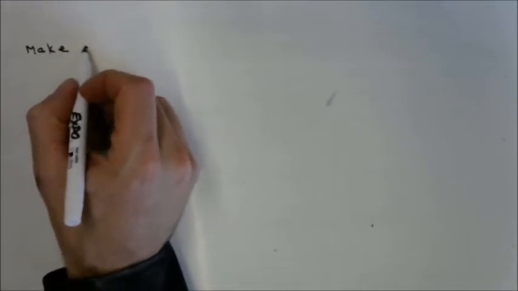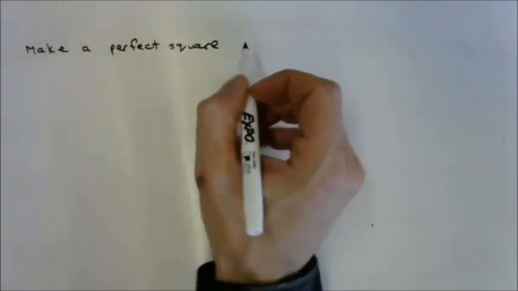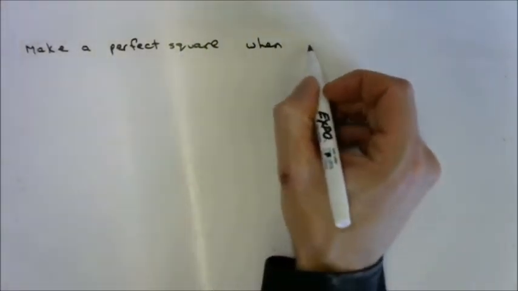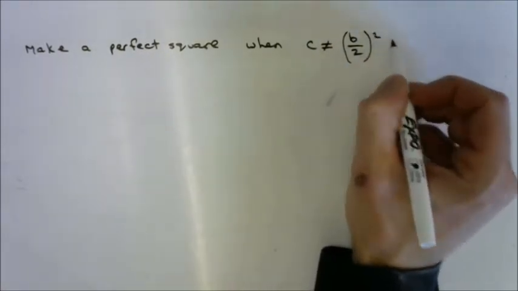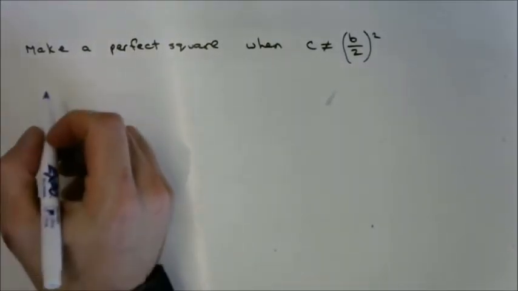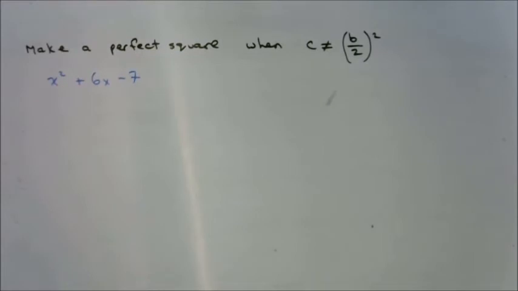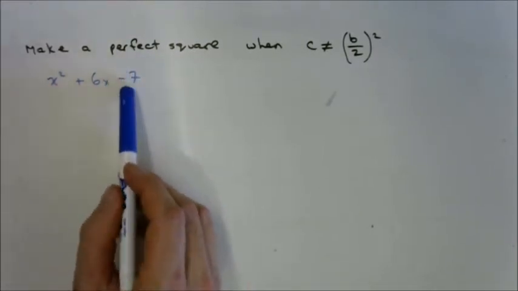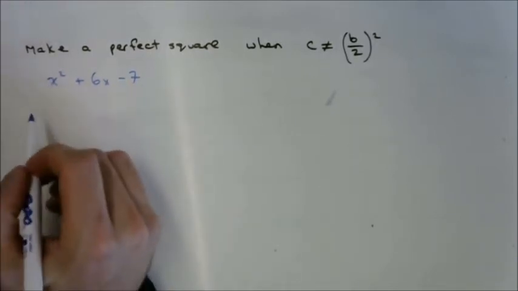Okay, this time we're going to build on what we just did. We're going to take those exact same polynomials, similar anyways, and we're going to make a perfect square when c does not equal half of b squared. So there's going to be a constant at the end of each of these polynomials, but it's not going to be the one that makes it a perfect square. All right, here we go. Now I know that for this to be a perfect square, this number would have to be 9. It's not 9, okay? So here's what we need to do, and this time I can use equal signs because I'm not going to cheat.